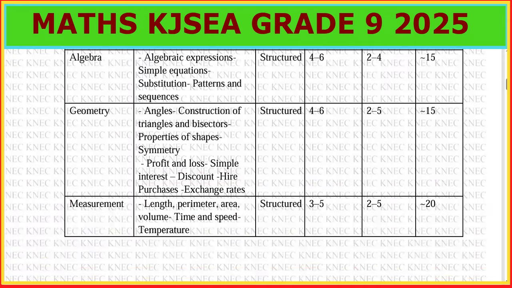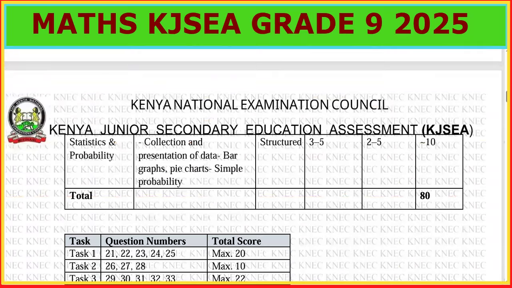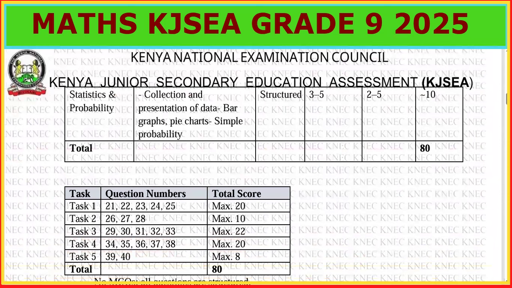Under geometry, we also have properties of shapes and symmetry. Then money: profit, loss, simple interest, discount, and hire purchase. Now we have measurement: length, perimeter, area, volume, time, speed, temperature, and so on. We have statistics and probability. Here you are going to be tested on collection and presentation of data, bar graphs, pie charts, and simple probability. There are structured questions, 3 to 5 questions, and each question 2 to 5 marks, giving us 10.